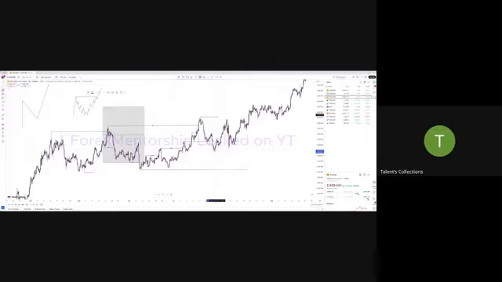The overall trend is still bullish. This change of character here does not mean the overall trend has changed. No, this only means that price wants to pull back from this high down to a discount level before we get a new high.